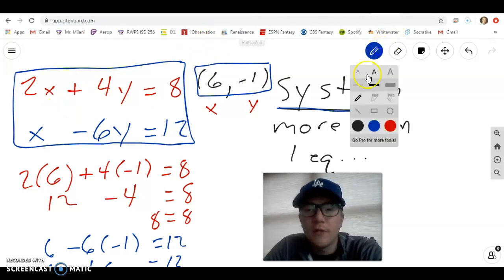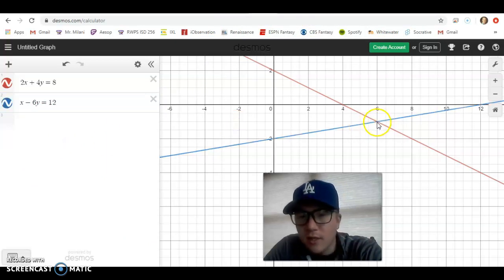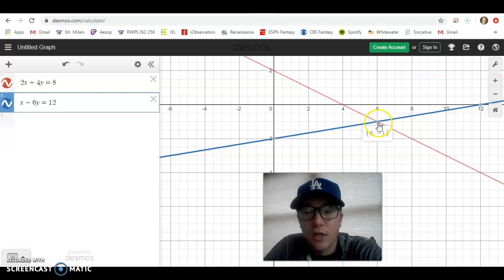So today it's going to be pretty visual for you. You are just looking at two lines, and you have to tell me where they intersect. And wherever they intersect, that is the only point that they share, so that is their joint solution, 6, -1.